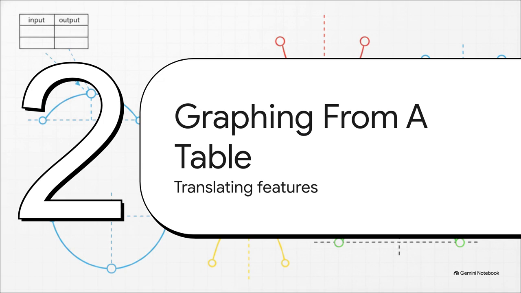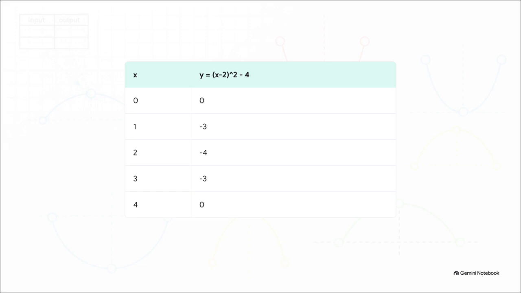Let's translate these mathematical features into a physical graph. The trick here is knowing how to translate those key features into a perfectly drawn curve using a simple table of values. For the equation y equals the quantity x minus 2 squared minus 4, we want to center our table right on our vertex at x equals 2. From there, we just input surrounding x values, like 1 and 3, or 0 and 4, to calculate our y outputs. Doing this reveals perfect algebraic symmetry on both sides of the vertex.